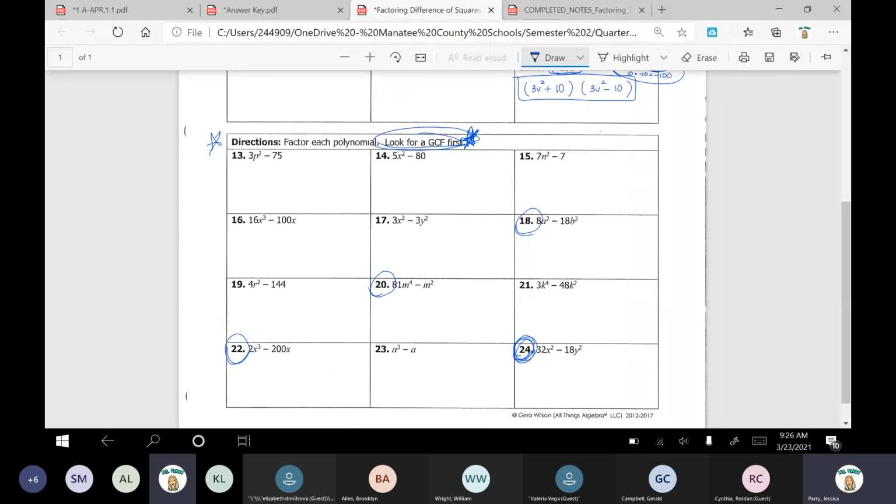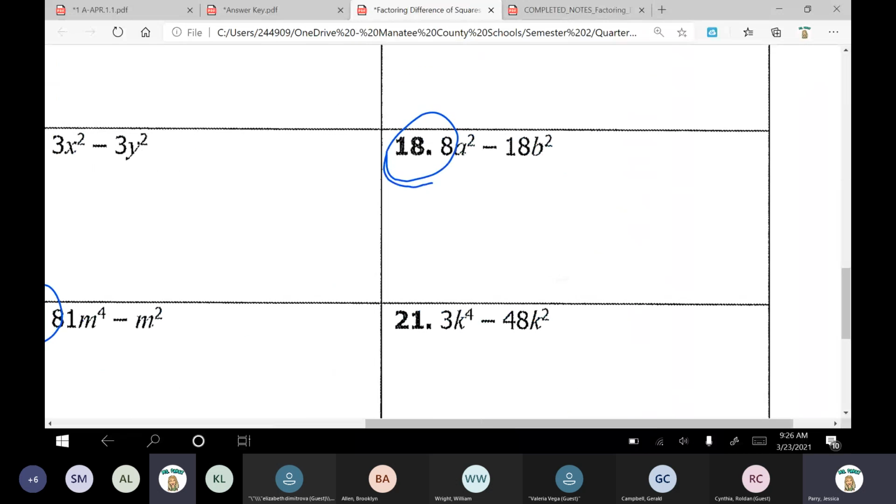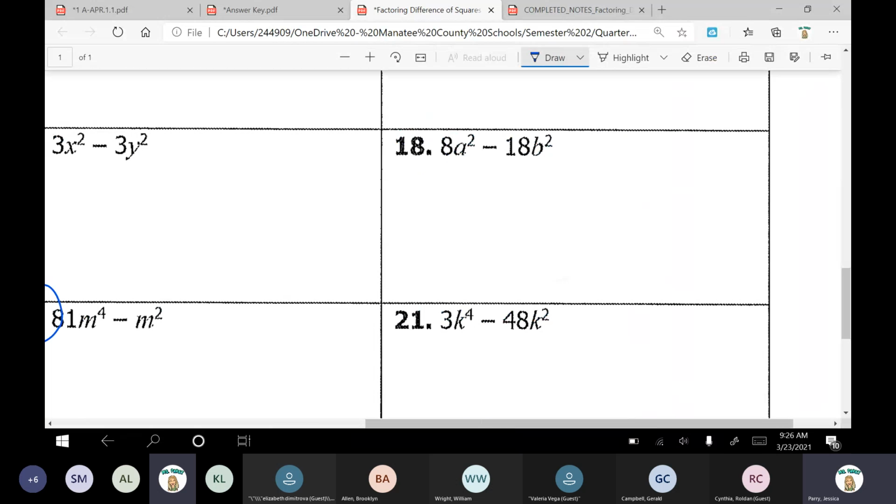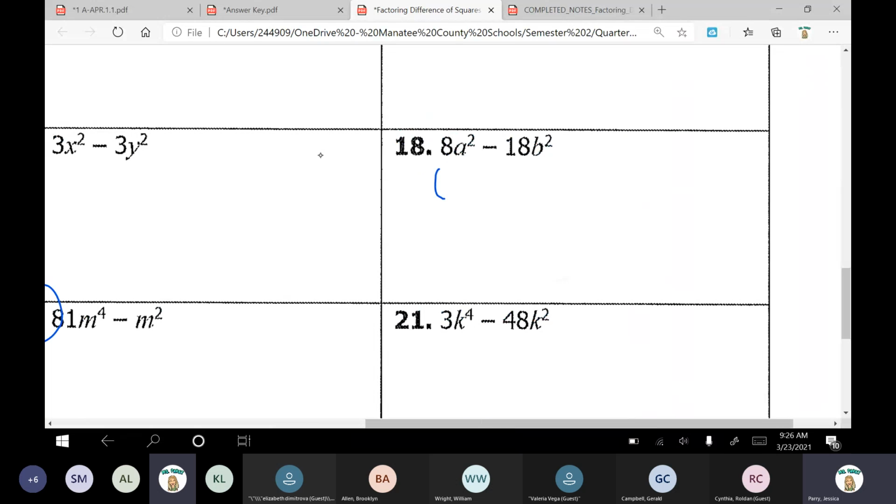Okay, so we're looking at number 18. So this is kind of like what we did factoring. This was before spring break. So I'm going to put one set of parentheses, and we're going to take something out. Okay. For number 18, let's look at just the numbers, the coefficients. What can I divide? What's my GCF, the greatest common factor of 8 and 18. What can I divide both of these numbers by?